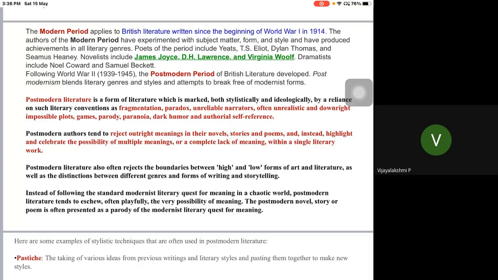And postmodern authors tend to reject outright meanings in their novels, stories, and poems, and instead highlight and celebrate the possibility of multiple meanings. So they don't believe in having closed endings. It's almost always an open ending, with a complete lack of meaning also. They celebrate this lack of meaning because that was the kind of world they were living through after the Second World War, where every sense of order and stability had been shattered. Going through COVID as we are now, we can completely identify with what they might have felt, right? So this was the way in which they were writing. Within a single literary work, you would find them celebrating the possibility of multiple meanings, not just one meaning.